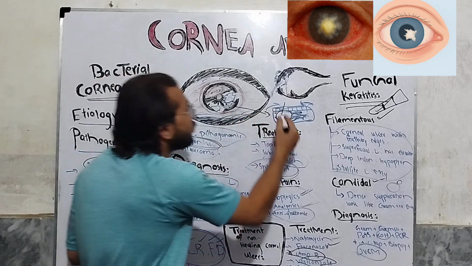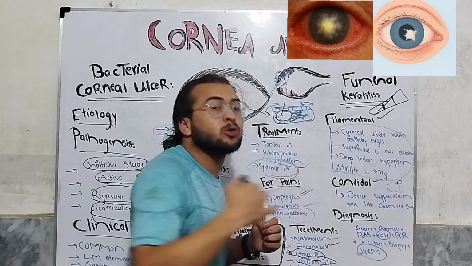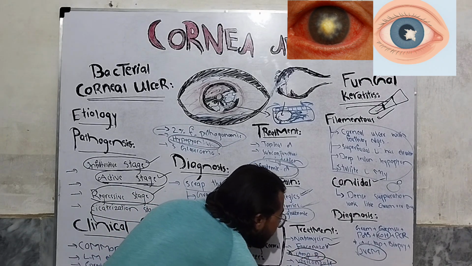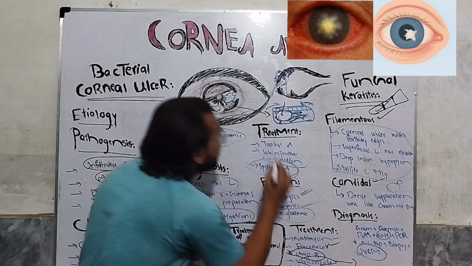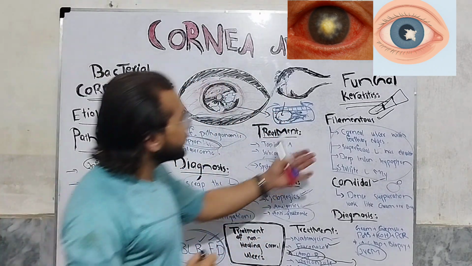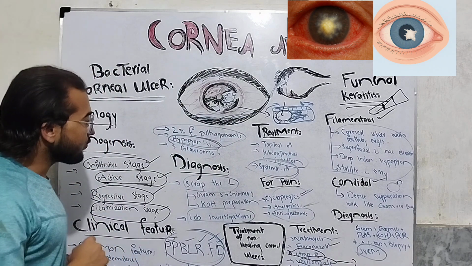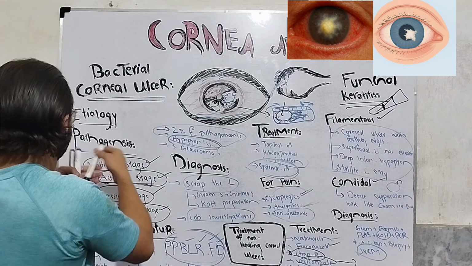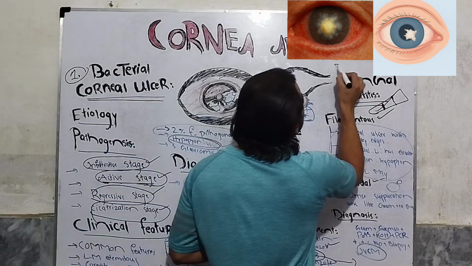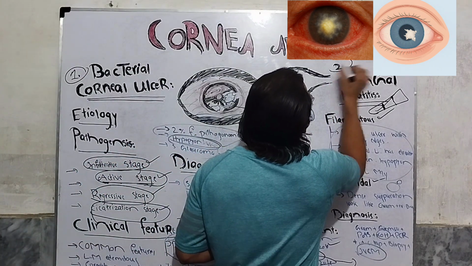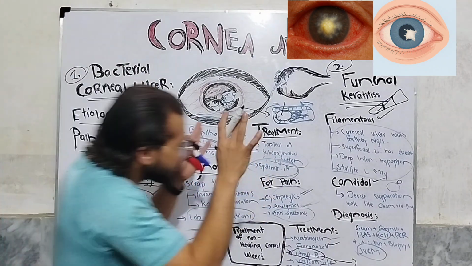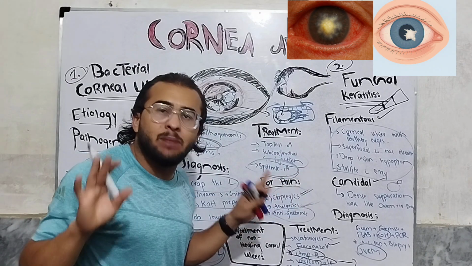As I told you, voriconazole has a strong penetration power through the cornea and stroma. So if there is resistance to the topical therapy or systemic therapy, then intrastromal voriconazole should be given. Okay, so this is the treatment for fungal keratitis. The first one was bacterial corneal ulcer, the second one was fungal keratitis. Now if we diagnose and treat the condition, it is all best.